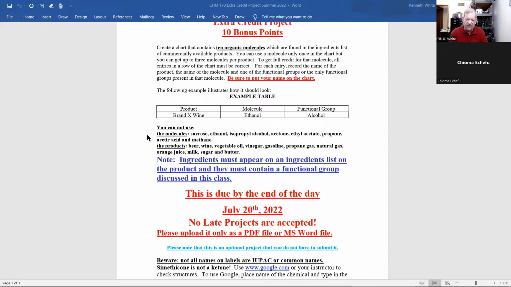Now, this is important. This helps you more than me, because before I put this in, students were always getting functional groups wrong. The ingredients must appear, first of all, on an ingredients list on the product. And this is important: they must contain a functional group we have talked about in class, not one we didn't. There are a bunch we didn't talk about, but this way you're not going to get them wrong, because people do that.